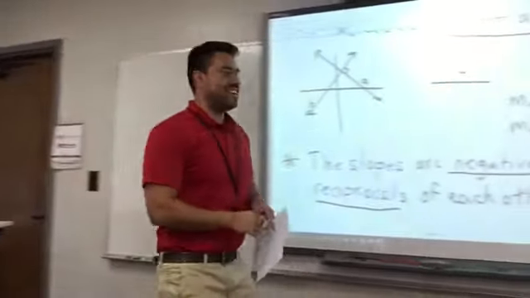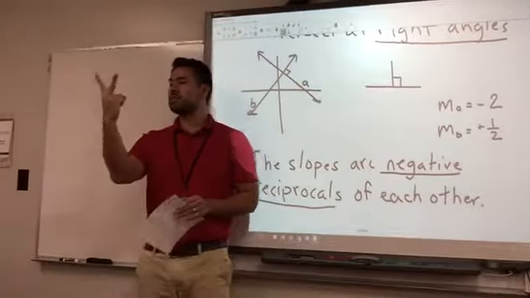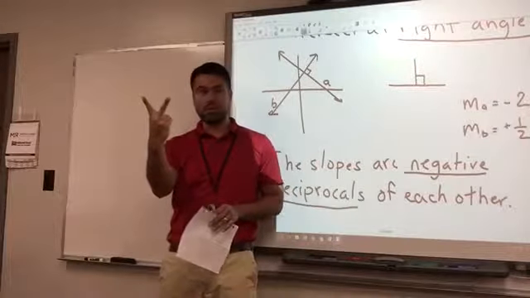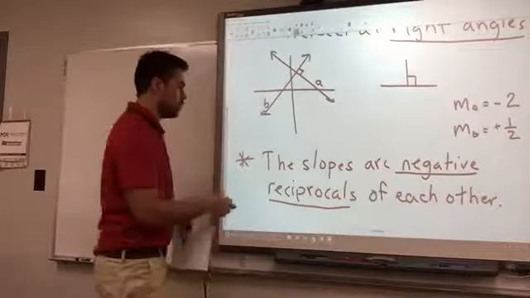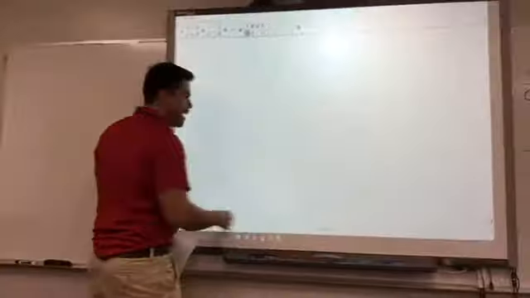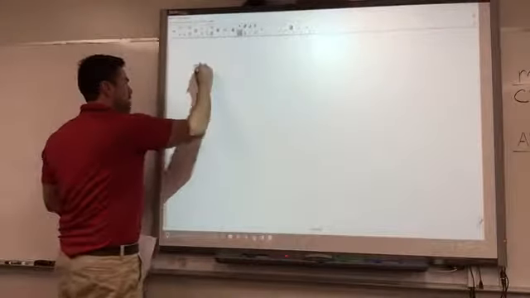Negative 1. That's why when you have two slopes that are negative reciprocals of one another, when you multiply them together, you're going to get negative 1. And I'll show you that more and more as we go. Okay, let's look at example 5 to see how this actually applies.